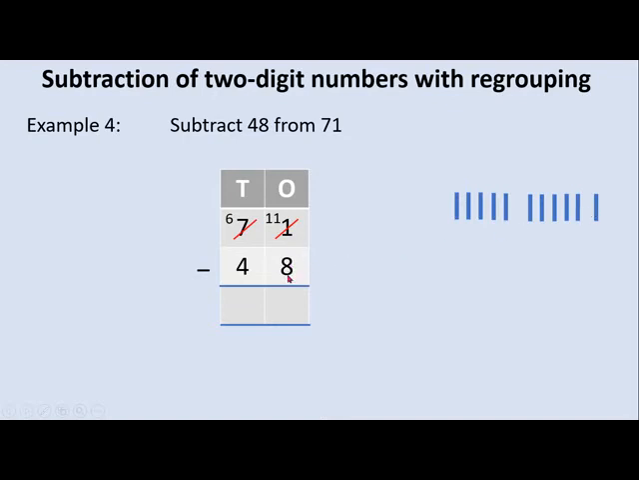We have to subtract 8. Therefore, I will count 8 lines from right. 1, 2, 3, 4, 5, 6, 7, 8. And I will put a cross line over these. And the remaining lines are 1, 2, 3. Therefore, 11 minus 8 is equal to 3.